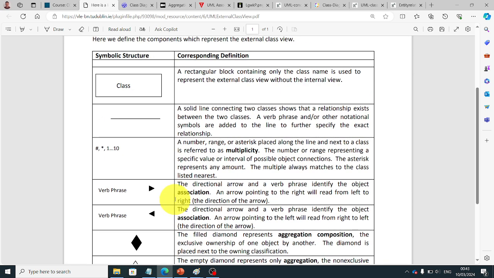The first thing I want to clarify is multiplicity. You need to put the multiplicity in there, whether the number is known or not known. You might have a specific number. Generally speaking, most of the diagrams I've seen have a 1 to many or a 0 to many relationship. It's important that you place that along the line of the owner class. The number range just represents a specific interval, as it says here.